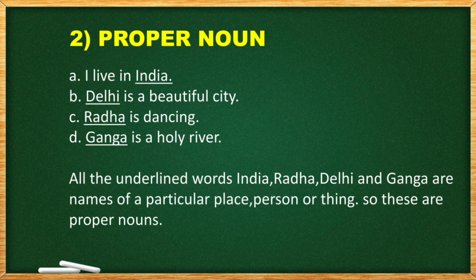Now we learn second type of noun, it's proper noun. Here some examples are given to understand the proper noun. Number 1, I live in India. Number 2, Delhi is a beautiful city. Number 3, Radha is dancing. Number 4, Ganga is a holy river. All the underlined words India, Radha, Delhi and Ganga are names of particular place, person or thing. So these are proper nouns.